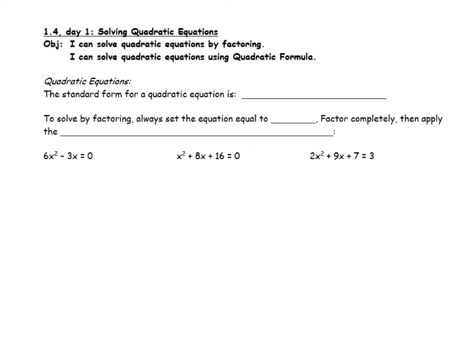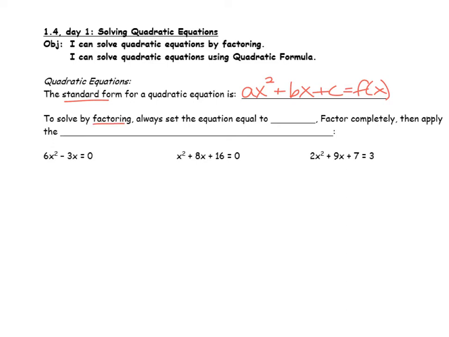A quadratic equation is in standard form when it models a times x squared plus b times x plus c. Now that can equal f of x, it can equal y, it can equal 0. Anything of that form would be in standard form for a quadratic. The most common method for solving is trying factoring.